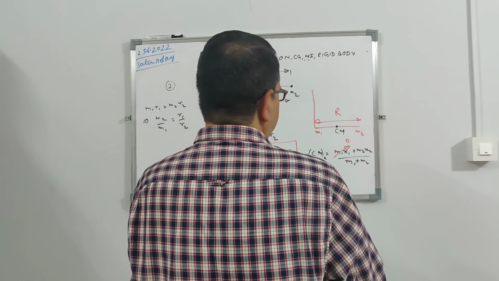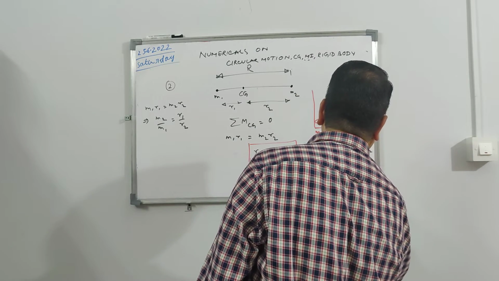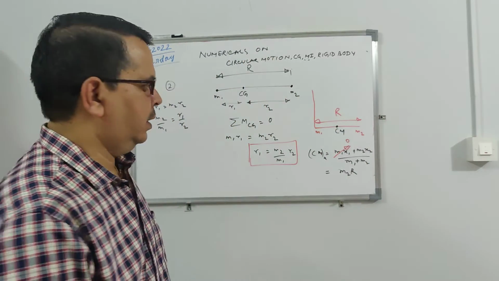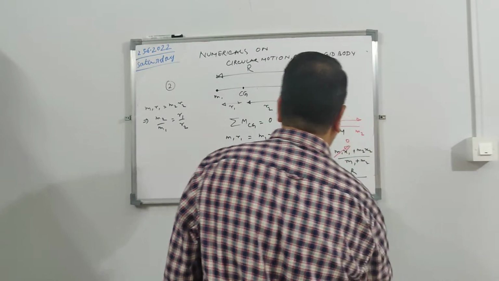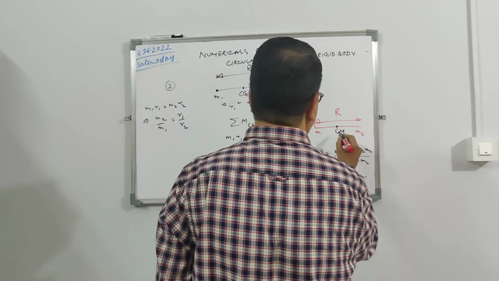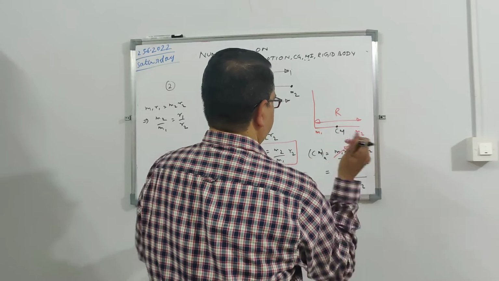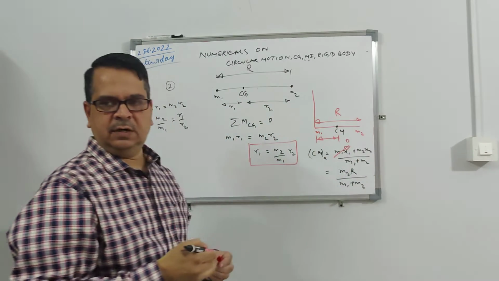So this becomes m2 into r, because s2 is nothing but your r, divided by m1 plus m2. So this is the question: the distance of center of mass from mass m1. We have to find the x coordinate. So this is the distance of center of mass.